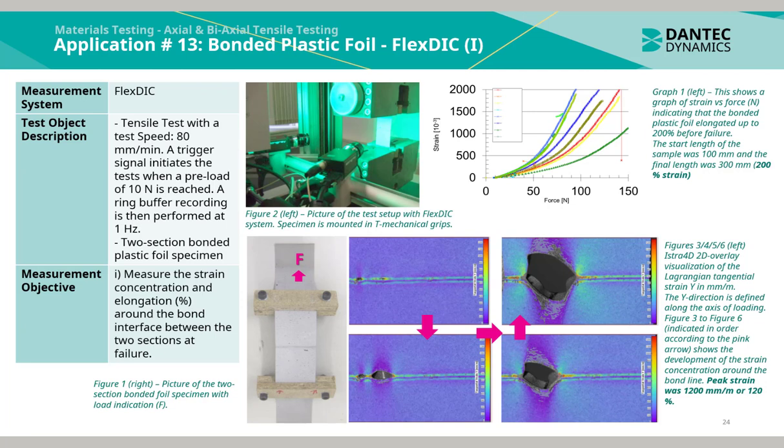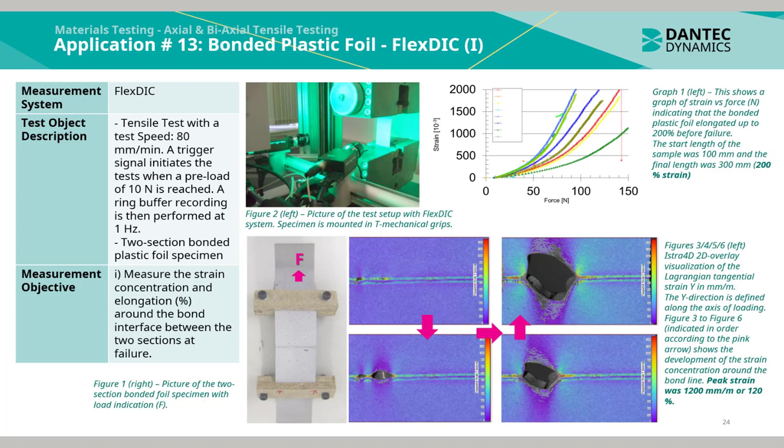Graph 1 to the left shows a graph of the strain versus force in newtons, indicating that the bonded plastic foil elongated up to 200% before failure. The start length of the sample was 100 millimeters, and the final length was 300 millimeters, indicating 200% strain.